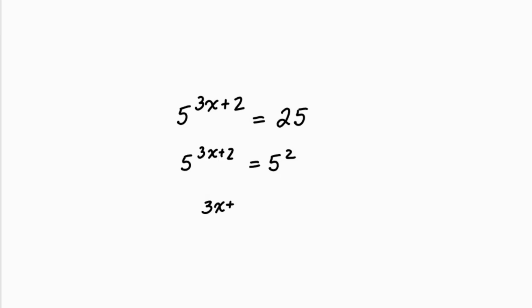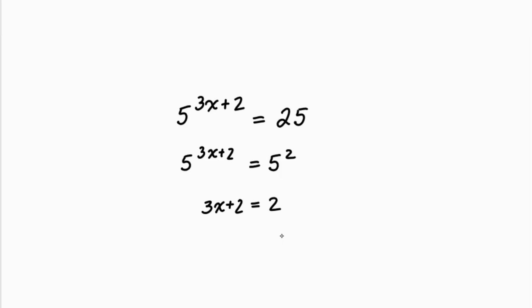Let's look at a more complex example. 5 to the exponent of 3x plus 2 is equal to 25. We have to do the same thing. We need to express both sides of the equation in terms of the same base. So 5 to the power of 3x plus 2 is equal to 5 squared, since 25 is 5 squared. Once we have the same base, we can drop the base and only operate on the exponents. So 3x plus 2 is equal to positive 2.